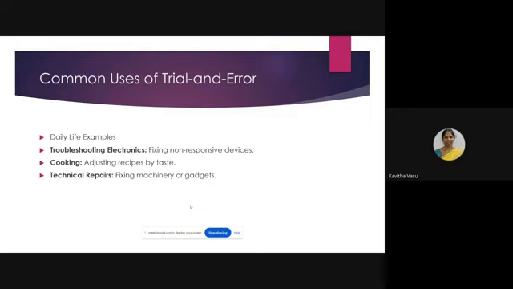Independently, everyone will enjoy different tastes. So, if we are watching YouTube and cooking something, we don't follow exactly what content they give. For our own individual taste, we adjust the taste. Then technical repairs means fixing machinery or gadgets by trying different solutions until the issue is resolved.